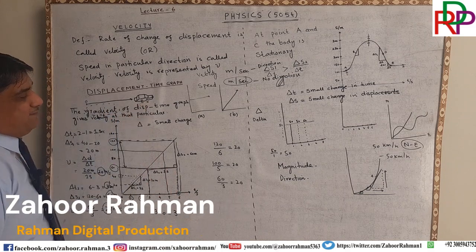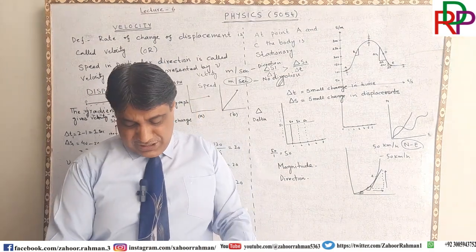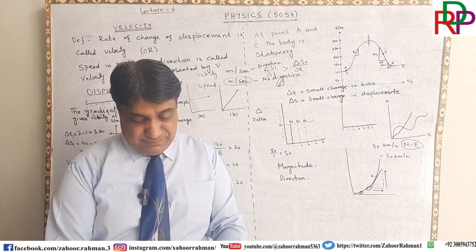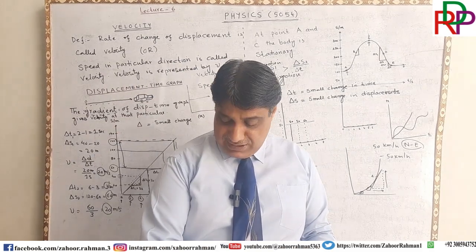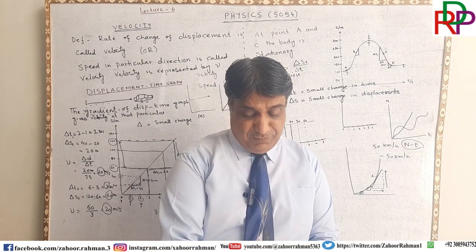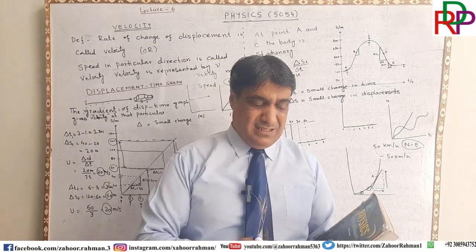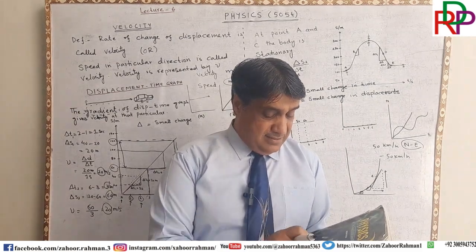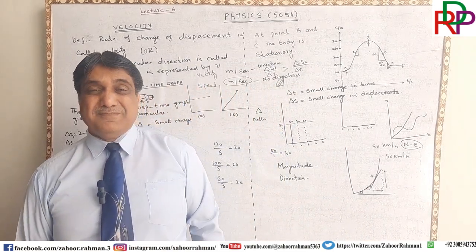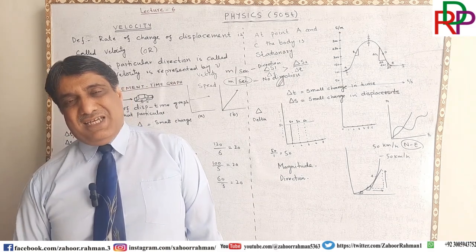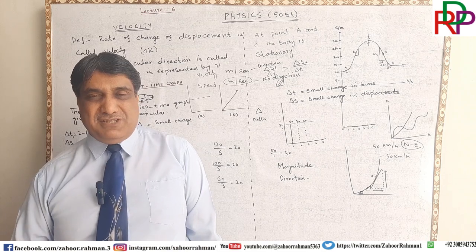That was the whole story about the displacement time graph. But there is a question I want to tell you, the self-assessment on page number 19. What is the difference between speed and velocity? Speed is the rate of change of distance and velocity is the rate of change of displacement. So this is the main difference.